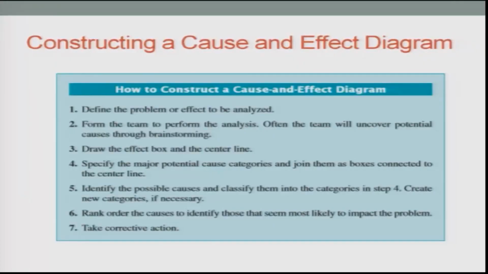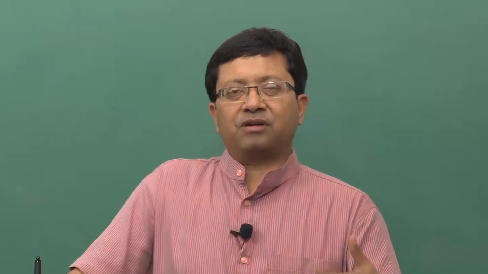Form the team to perform the analysis. Obviously, there would be a core team. The core team, for example, can be a good engineer and the workers working on the machine, and all these people would be there. Often the team will uncover potential causes through brainstorming sessions. Draw the effect box and the center line, and see where the overall system is producing some output, it can be services or products, and you try to find out where the products stand with respect to the overall efficiency of production or the overall efficiency of the quality concept.